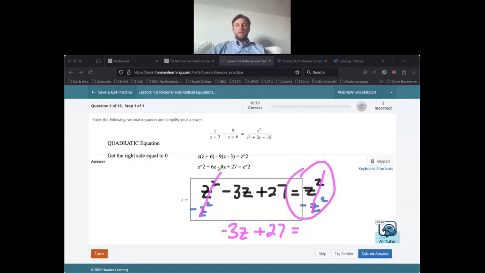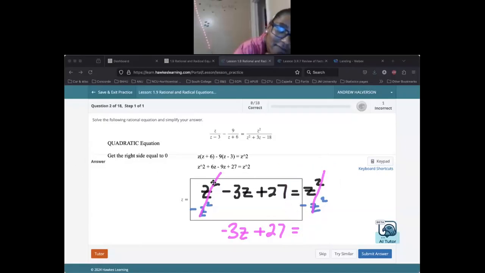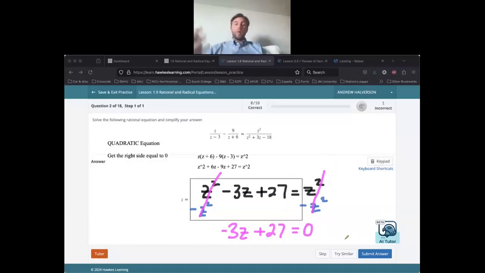What does this right side simplify? 0. Boom. Exactly, 0. That's what we wanted. We had to do it. So notice now, what we thought was going to be quadratic, the whole purpose of moving the z squared, is because we thought it was going to be quadratic because we had z squared. That's the giveaway. So when you have a quadratic, you got to get the right side equal to 0.